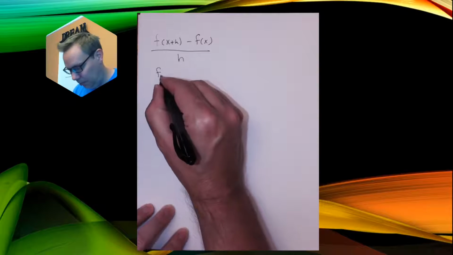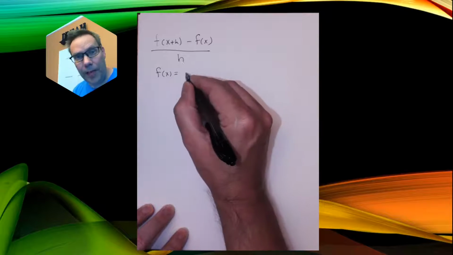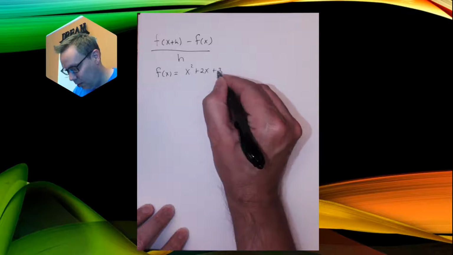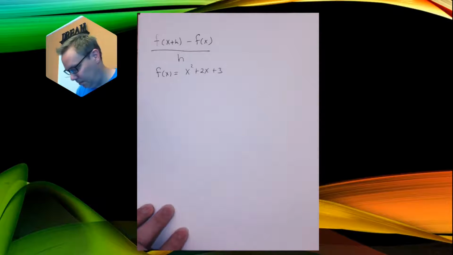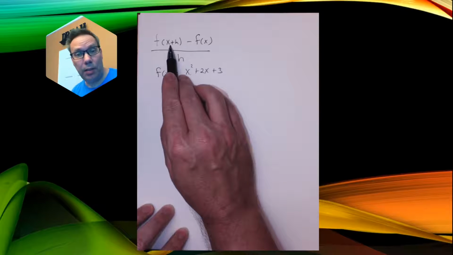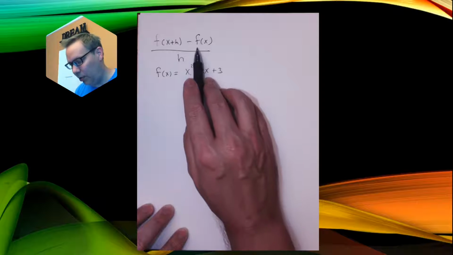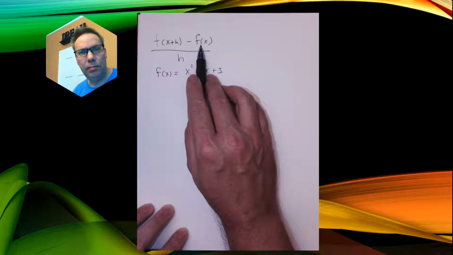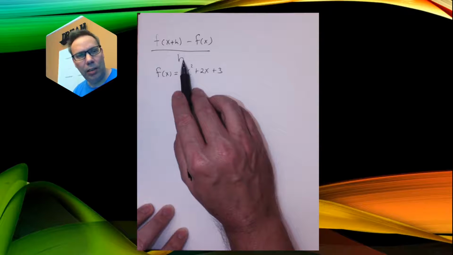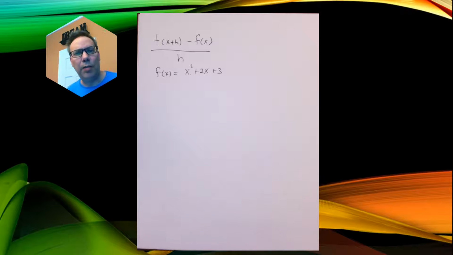Let's suppose f of x is x squared plus 2x plus 3. I need to determine f of x plus h. I also need to determine f of x, which actually we have already, and then we're going to divide the whole thing by h. So let's plug a few things in.